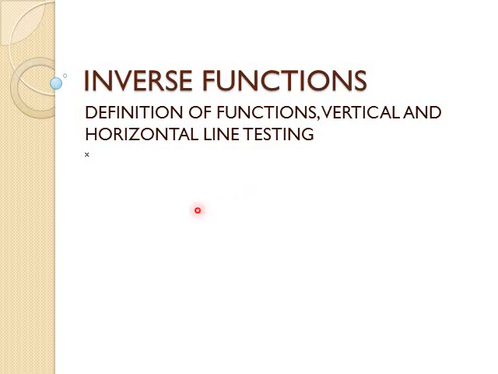Alright, Mr. Simons here. Welcome to lesson 5. In this lesson we will formally define a function. You will learn what vertical and horizontal line testing is. We're going to name functions according to their x and y coordinates.